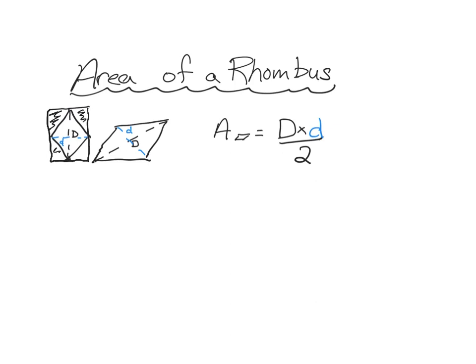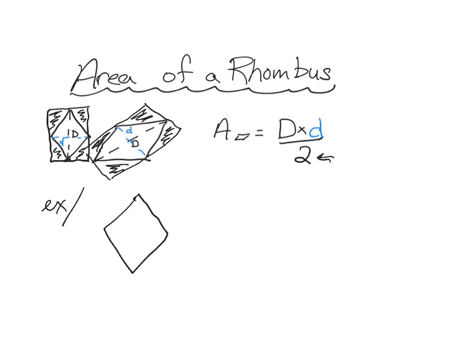If you're looking at this version, it would be the same. You'd actually be doing a rectangle that has double the area. So we divide by 2 to get rid of that extra space. So let's do an example. This can also be called a kite shape.